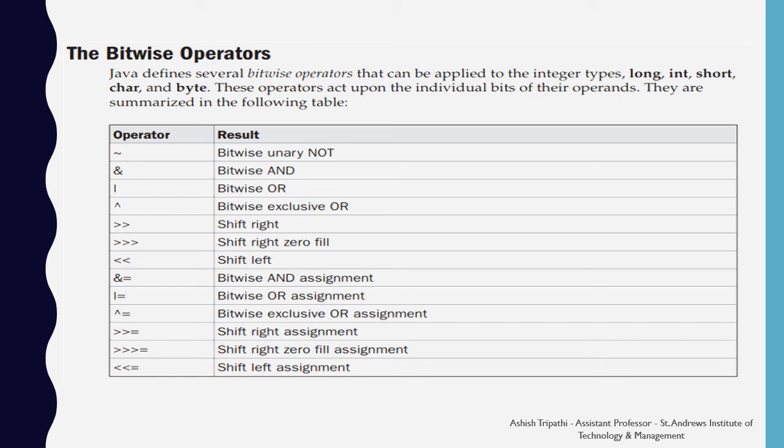You have 2 times greater than sign, which is shift right. You have 3 times greater than sign, which is shift right and 0 fill. You have 2 times less than sign, which is a shift left operator. You have ampersand equal to, which is a bitwise and assignment, and so on. So these bitwise operators are applied on any number or a character, but the operation is performed on the bits. So first the character is being transferred into a bit value, and then the bits are being manipulated, and then the result is again traced back into the original decimal format.